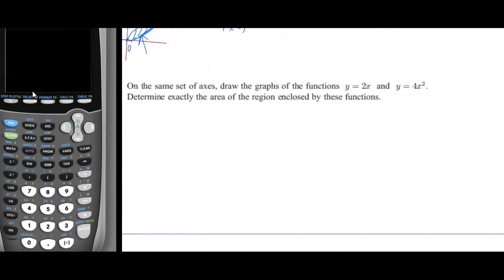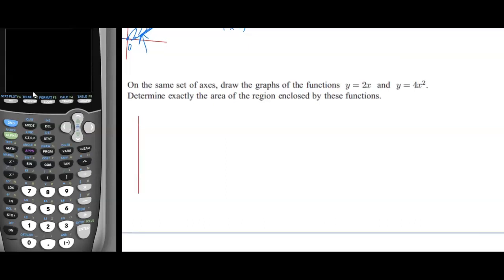Last one, on the same set of axes, draw the graphs of the functions y equals 2x and y equals 4x squared. Determine exactly the area of the region enclosed by these functions. Let's see if we can figure out where they intersect just by drawing the picture. So we have a line which goes through (0, 0) because the y-intercept is 0 and it has a slope of 2. And then we have y equals 4x squared, which is a parabola stretched quite a bit so that it's very tall. Okay, so it crosses at (0, 0) and this point here.